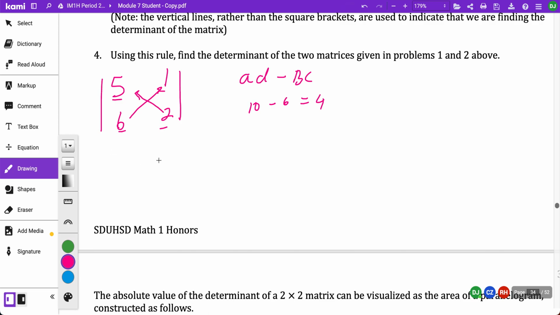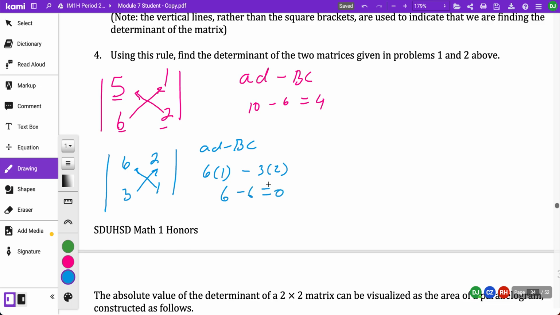Now, last week when I was helping some of you, I was able to tell you just by looking at the matrix whether it had a multiplicative inverse or not. It says find the determinant of the matrix 6, 2, 3, 1. Notice this: if I do AD minus BC again, which is 6 times 1 minus 3 times 2, I get a determinant of 0. Anytime the determinant of a matrix is 0, that means it does not have a multiplicative inverse. Okay?